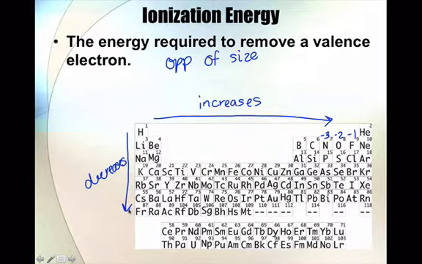When you go down the columns, because the atomic size is getting bigger and bigger and bigger with each added energy level, we have what's called the shielding effect. All those inner electrons that are between the nucleus and the valence electrons are shielding the pull of the nucleus on the very outer valence electrons. So it becomes a lot easier to lose electrons. It takes less energy to pull an electron from cesium as compared to sodium, or from iodine as compared to chlorine. So this is opposite of size in terms of the trend that this runs.